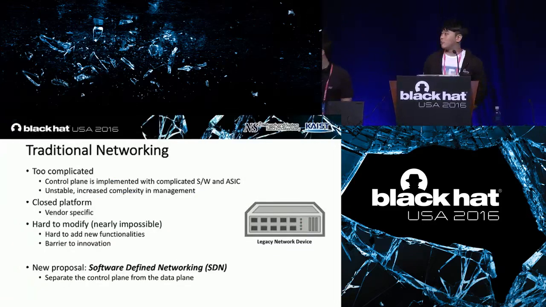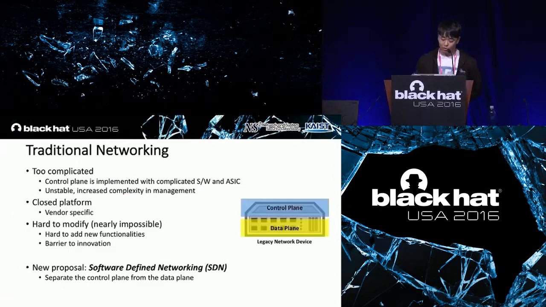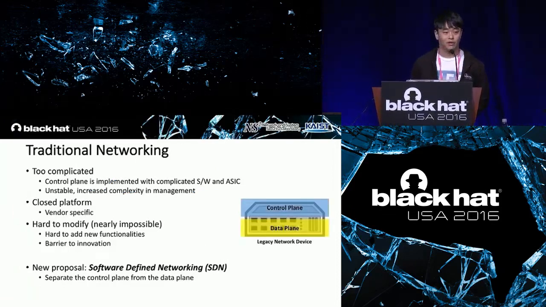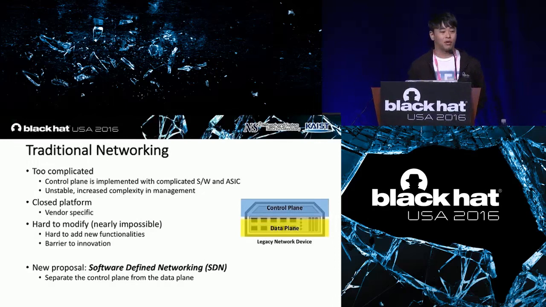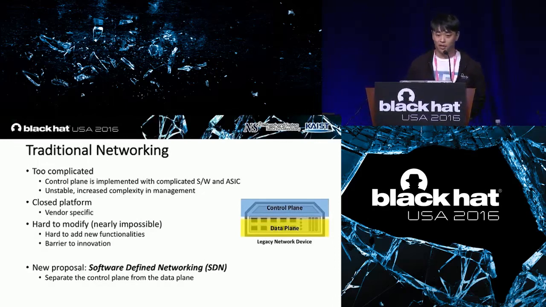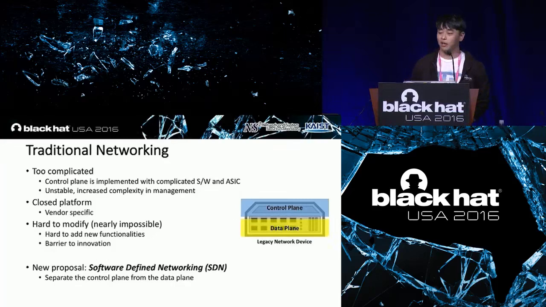So a network device that we're familiar with today can be broken down into two abstraction layers, the control plane and the data plane. While the data plane is just a fast packet processing layer, the control plane deals with various routing protocols and maintains forwarding states. So the control plane has become very complicated, and it has led networks to be unstable and difficult to manage. And also these devices are closed and proprietary, and it has been a barrier to innovation. So software-defined networking, which separates the control plane from the data plane, was proposed.